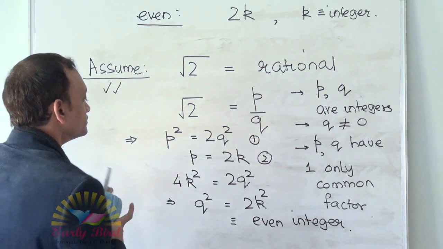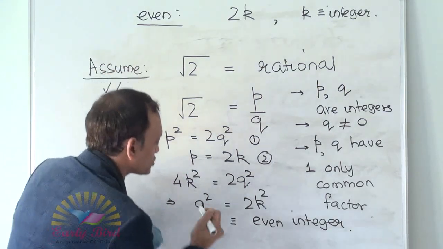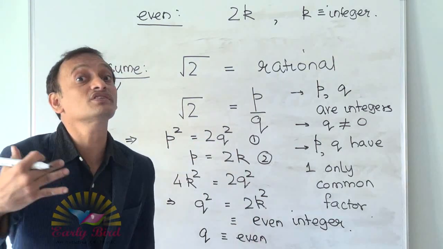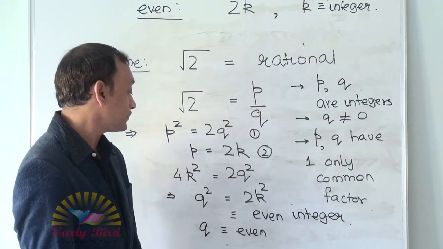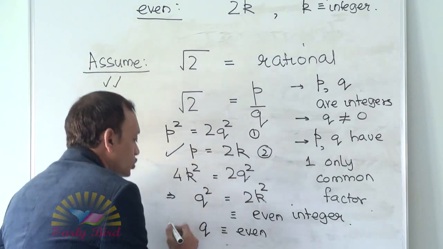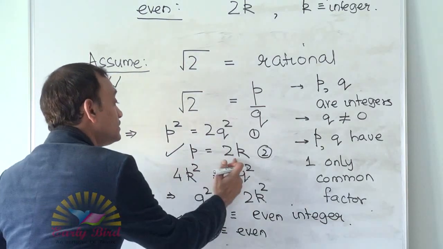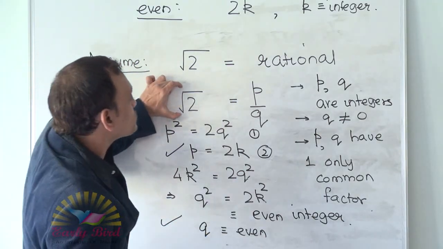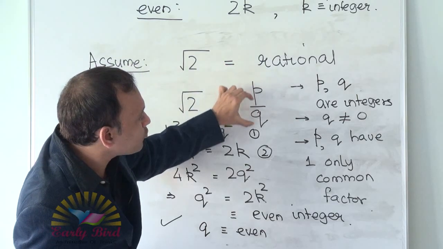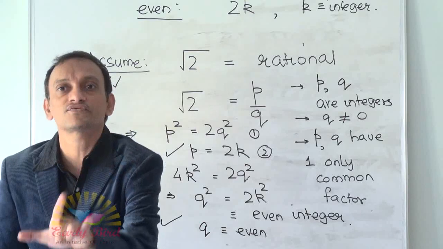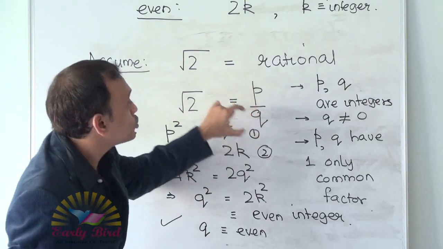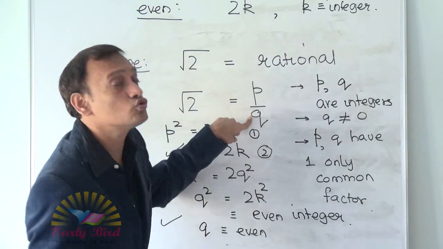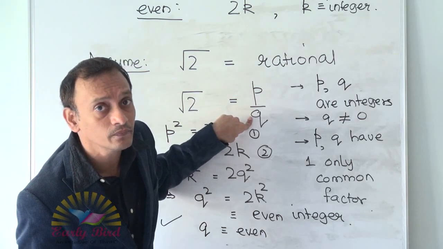Which really brings us to the following conclusion. q is even, that means q is divisible by 2. And what we got earlier was that p is also even. We got p as even and q as even. But what did we start with? We started with expressing root 2 as a ratio of two integers in their lowest form. So if p by q was the lowest form of expression of root 2, then p and q couldn't have had any factor other than 1 in common.